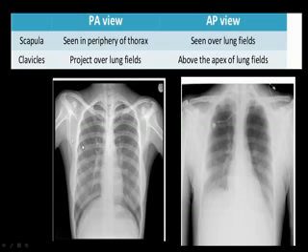If this is a PA view, in the PA view you see the scapula is far, because in the PA view the patient's hands are abducted. We try to keep the hands abducted as much as possible, so the scapula will automatically move outside. We will see the scapula clear of the image, away from the lung field. Whereas in the AP view, you can see the medial border of the scapula here.